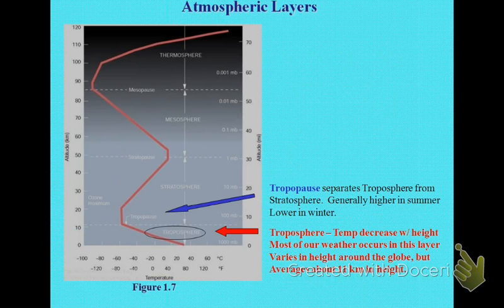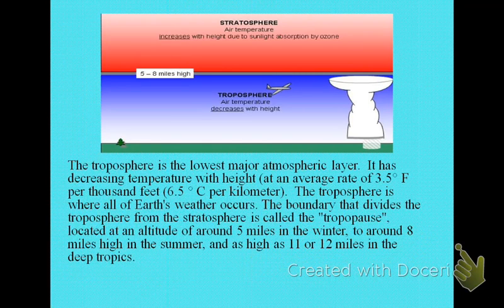Yeah. Okay. So the tropopause separates the troposphere from the next layer, the stratosphere. It's generally higher in the summertime and lower in the wintertime. The other thing you need to know about the troposphere, besides the lowest layer in the atmosphere, is it has a decreasing temperature, average rate of 3.5 degrees Fahrenheit per 1,000 feet. So you want to say 3.5 to about 6.5 Celsius.